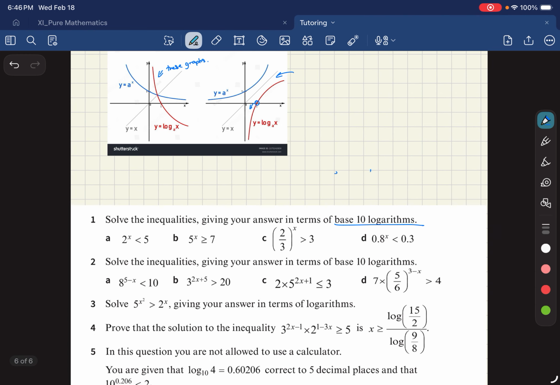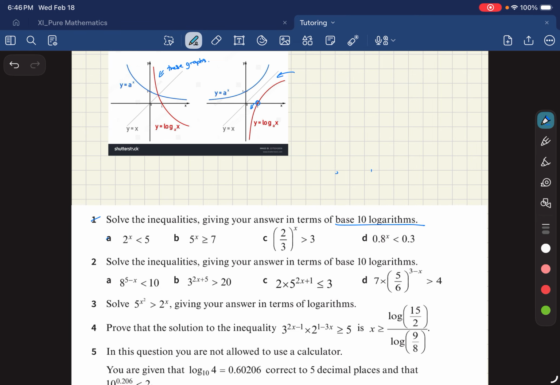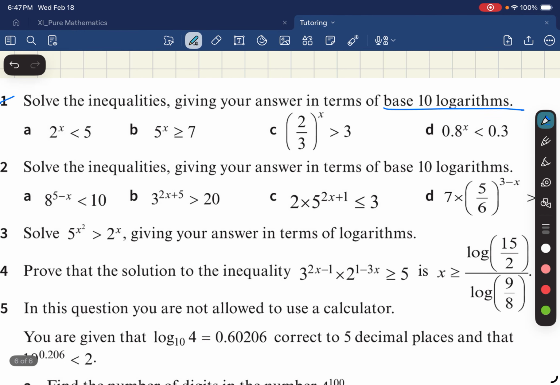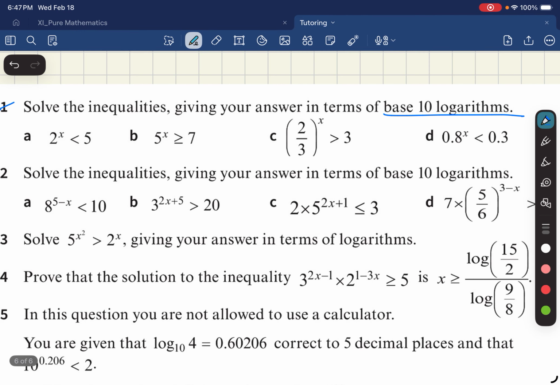So basically, that is how you approach these. You can directly take log base 10. You don't really have to worry about taking log base 2 of something. In A, my method was a bit inefficient, but just take log with base 10 on both sides. And remember, if it's positive, it doesn't matter when you divide, but if it's negative, the direction of your inequality will flip when you divide. So solve the inequalities, giving your answer in terms of base 10 logarithm.